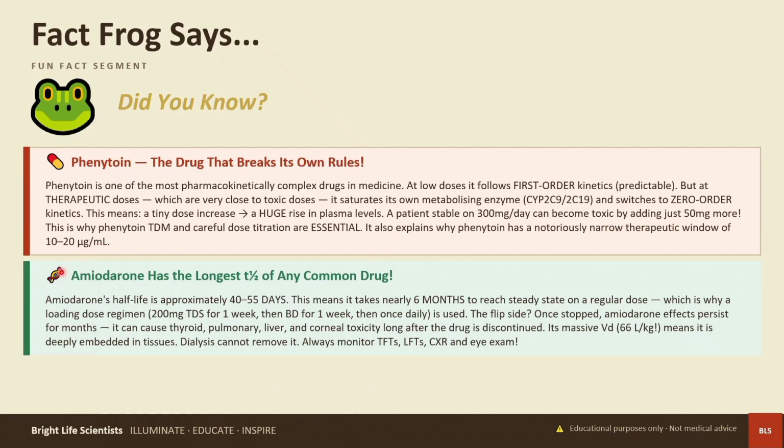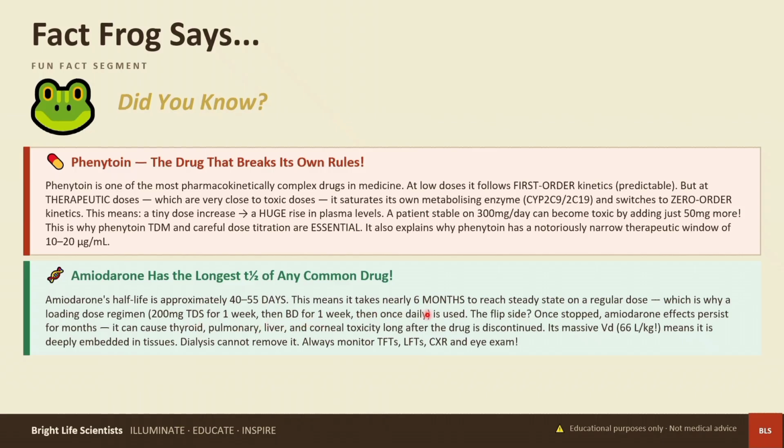Fact 2. Amiodarone has the longest half-life of any common drug in medicine. Its half-life is approximately 40 to 55 days. This means it takes nearly 6 months to reach steady state on a regular maintenance dose. That's why a loading dose regimen is used. 200 milligrams 3 times daily for 1 week, then twice daily for 1 week, then once daily.